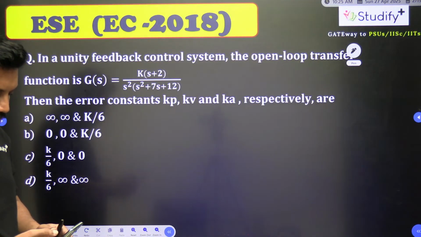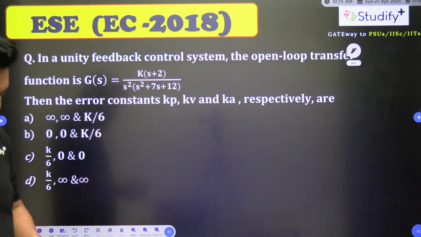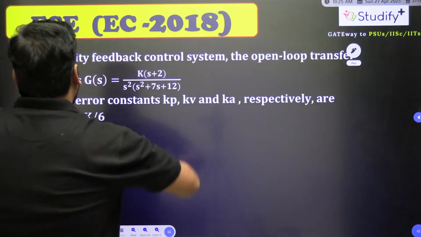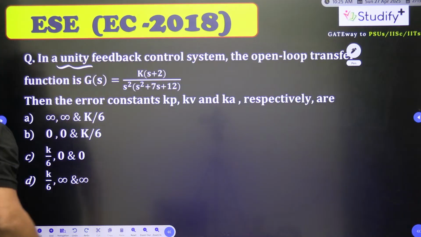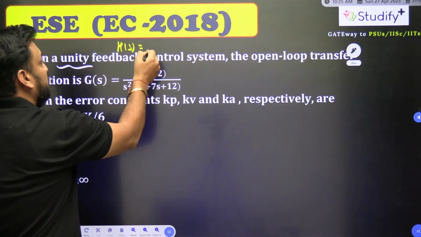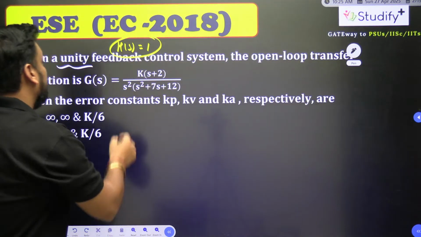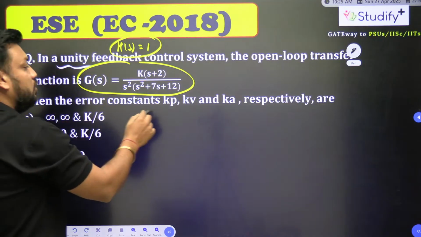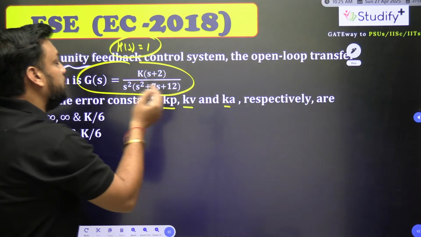You all should read the question and try to attempt at least. So if I attempt this question, what is the examiner saying? A unity feedback system, it means H of S is given as 1 only. This is the open loop transfer function G of S. Then the error constants Kp, Kv, Ka respectively.